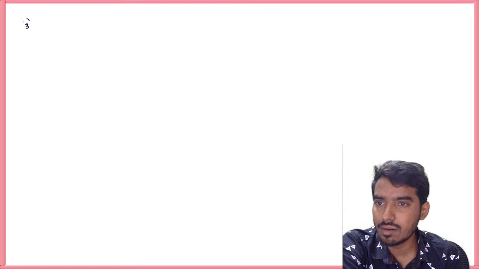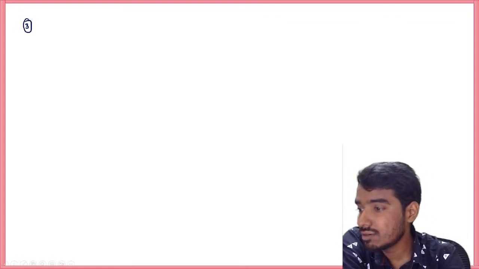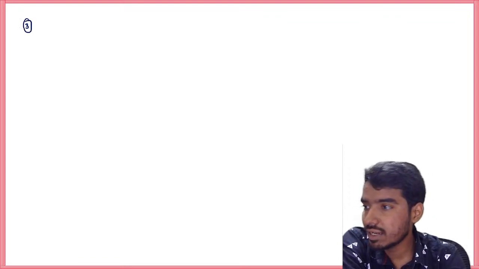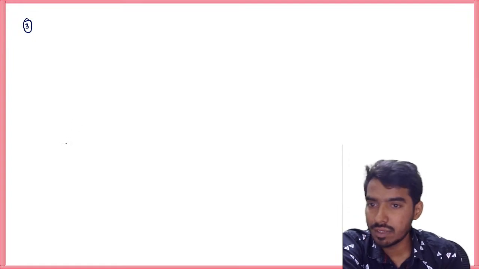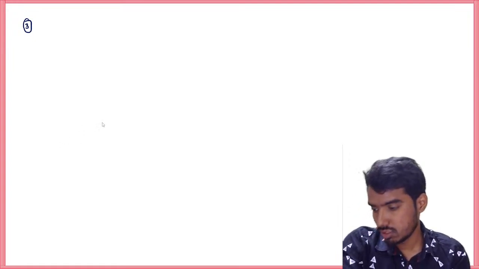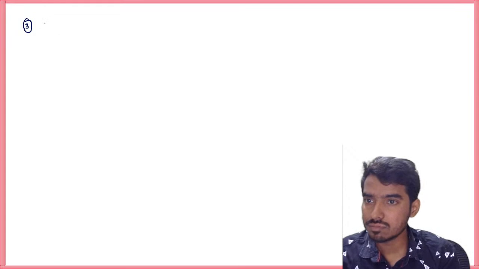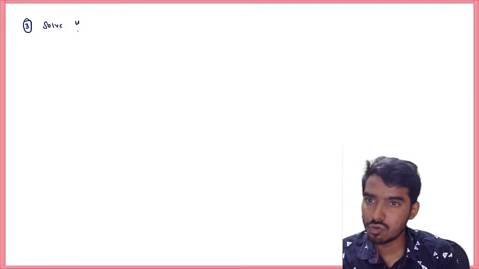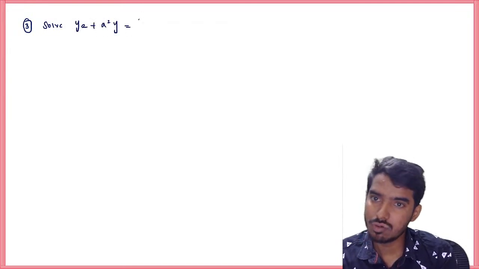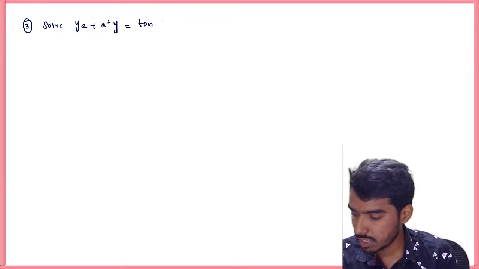Okay, very, very easy problem, right? And also very important. Everything is clear, right? Third, solve y'' plus a square y is equal to tan ax.